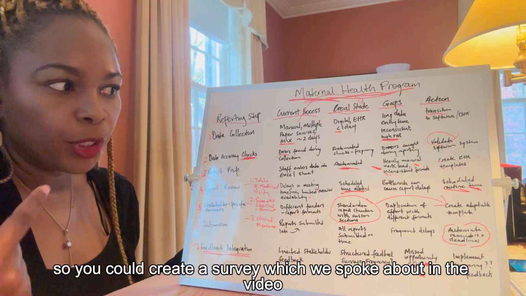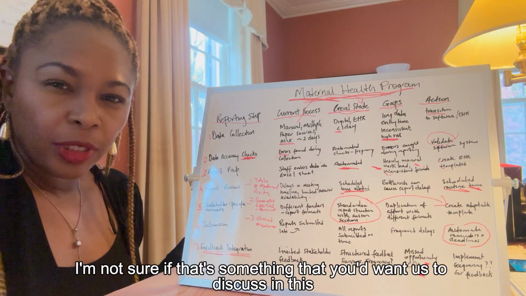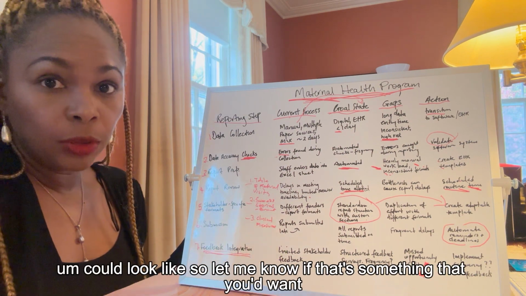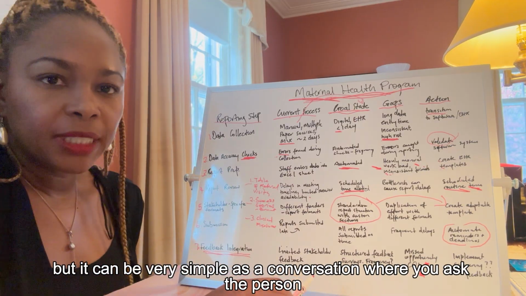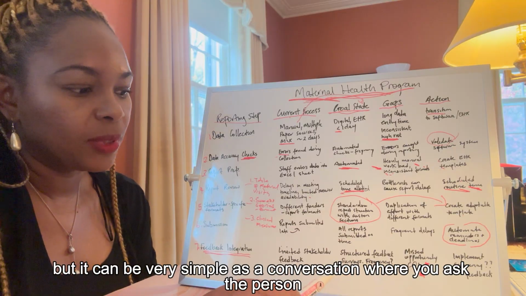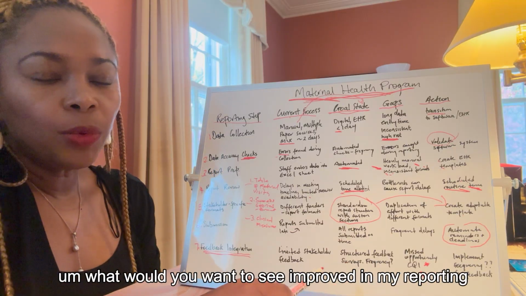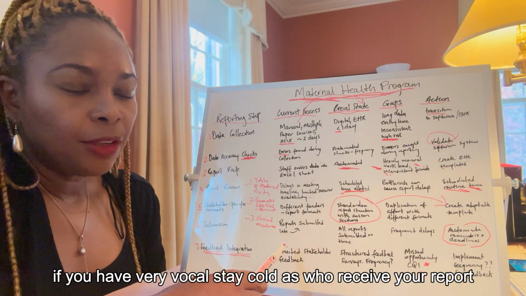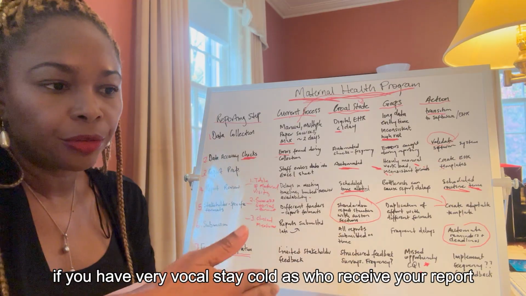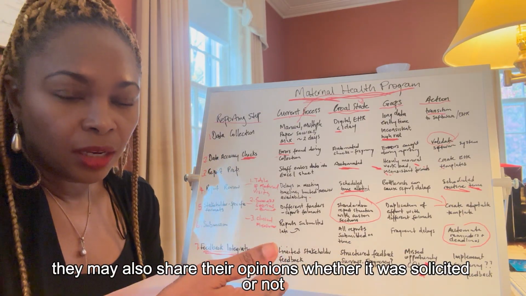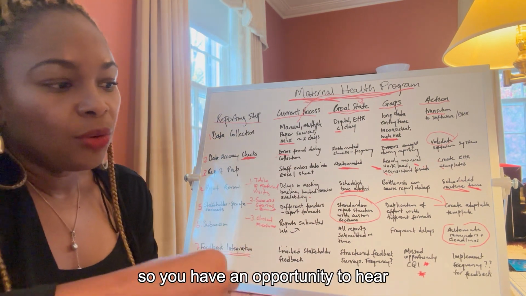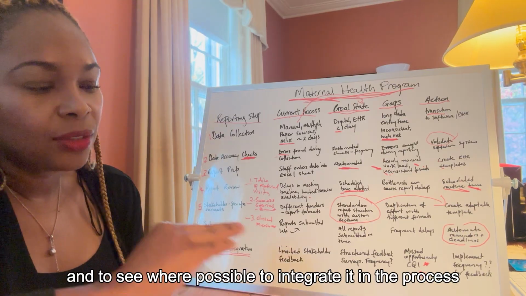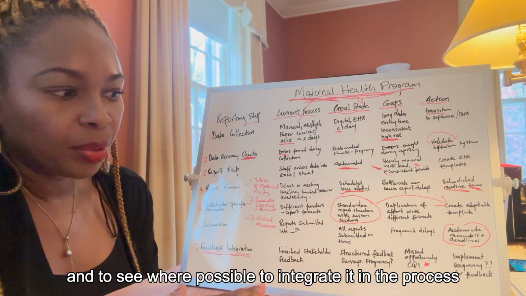What I find is that your feedback can be along the continuum of formality. So you could create a survey, which we spoke about in the video. I'm not sure if that's something that you'd want us to discuss in this VLAB to flesh out what a survey could look like, so let me know if that's something that you'd want. But it can be very simple as a conversation where you ask the person, what would you want to see improved in my reporting? That could be a question. If you have very vocal stakeholders who receive your report, they may also share their opinions, whether it was solicited or not. So you have an opportunity to hear, to discuss with your team, and to see where possible to integrate it in the process.